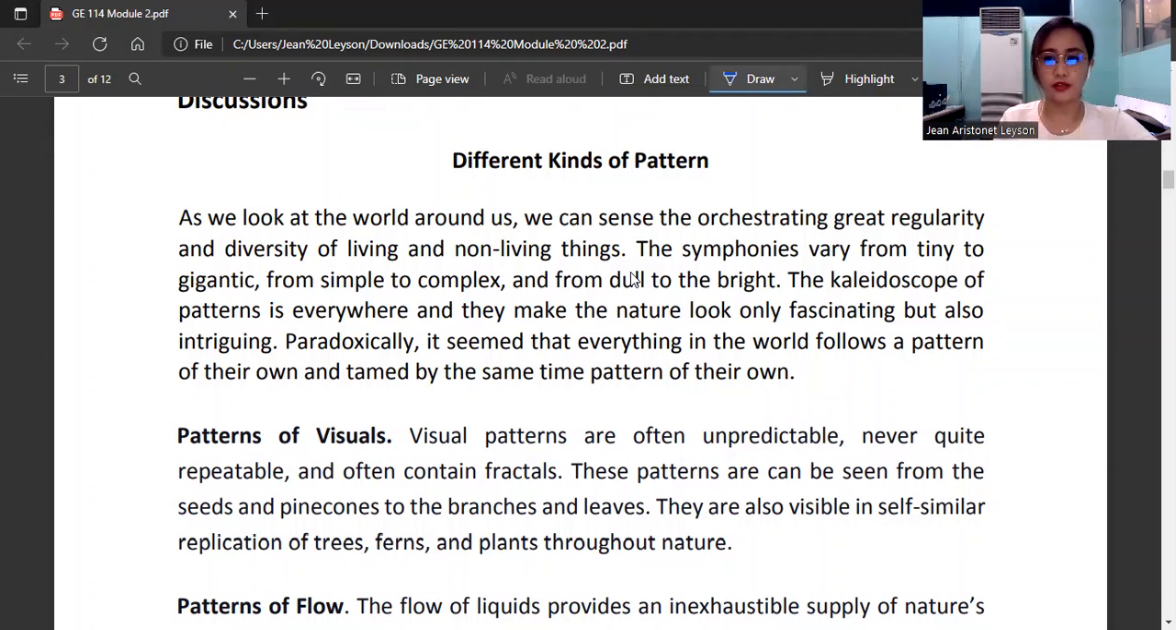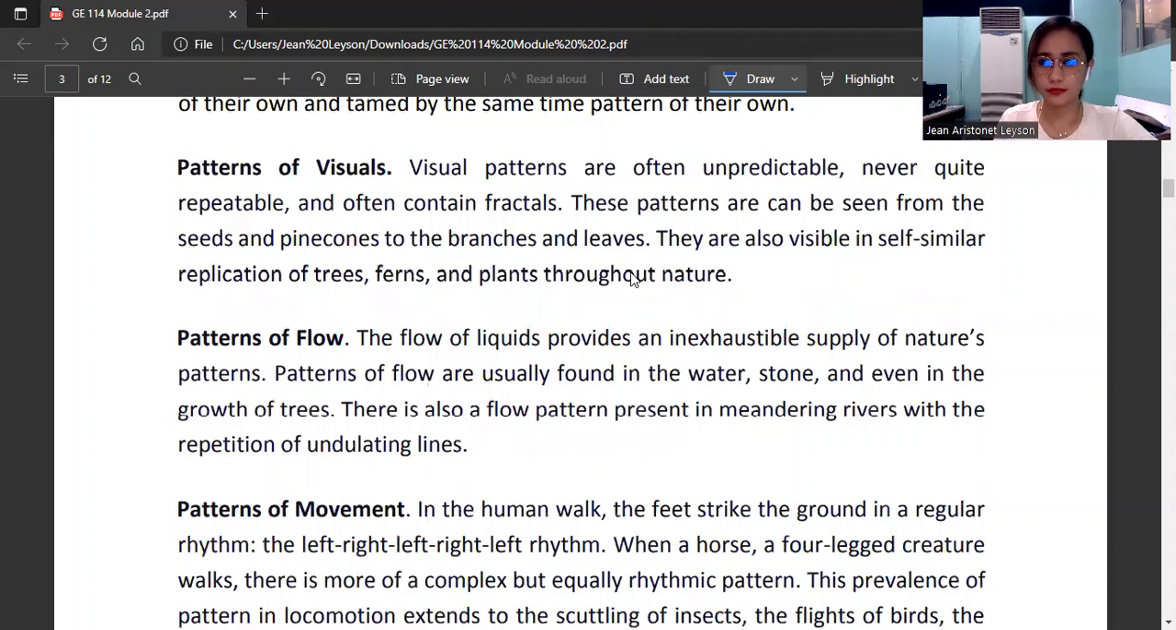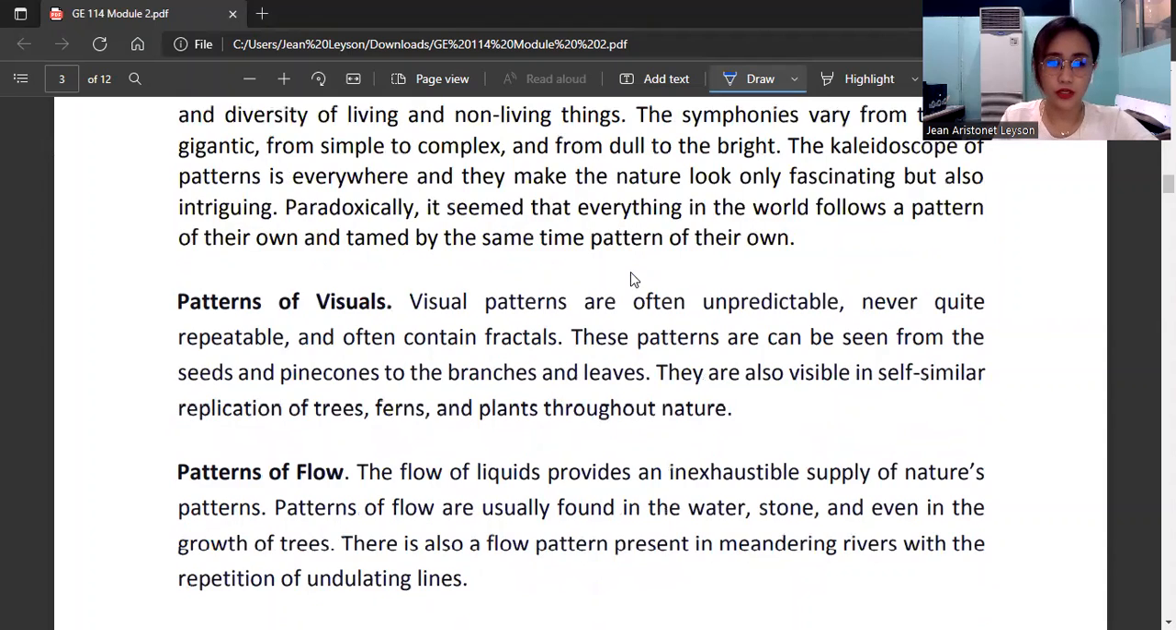So the first one, we have what we call the patterns of visuals. So it reads as follows. Visual patterns are often unpredictable, never quite repeatable, and often contain fractals.